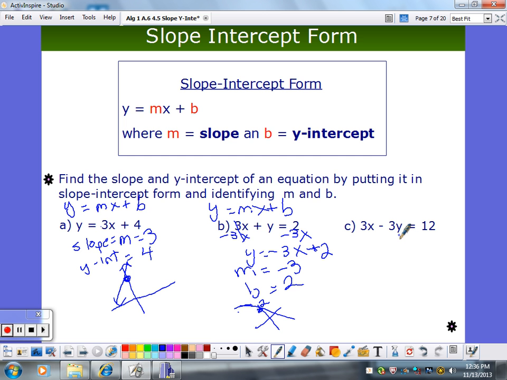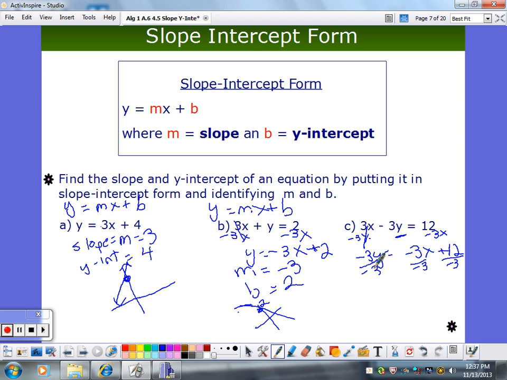So let's solve for y to put it in that form. What do I do first? Subtract 3x to move that term to the other side. So this will be gone. What's left? Negative 3y equals. Now, leave the x term there. Negative 3x plus 12. 12 is positive. What am I dividing by? And who gets divided by it? Everything.